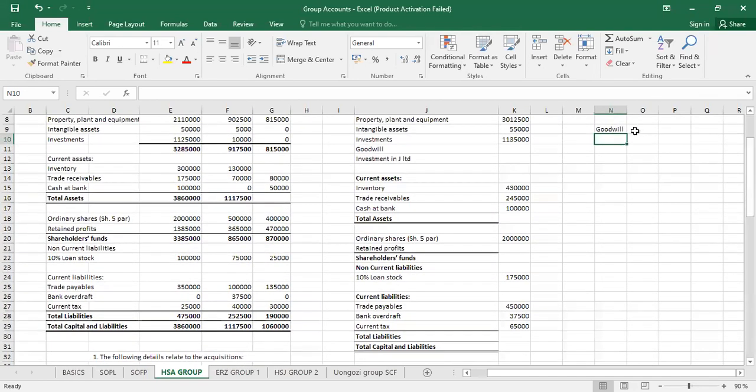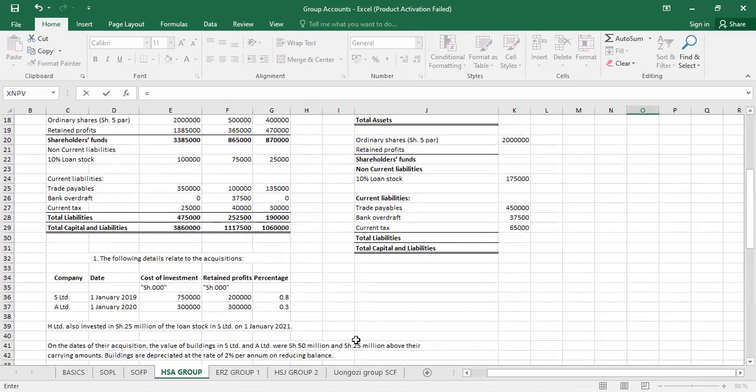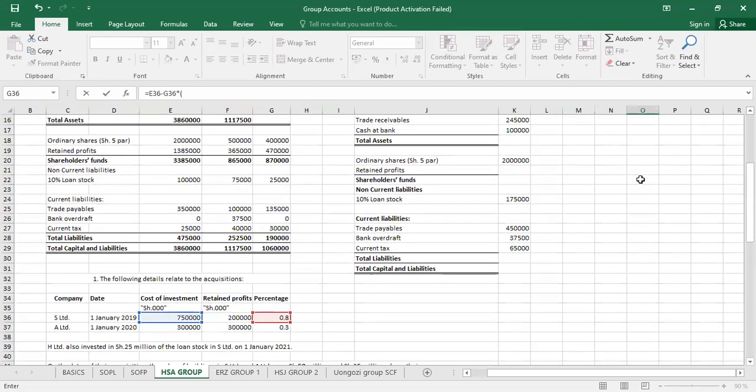So we are on goodwill. The first one we calculate is for the parent. Remember, goodwill is the purchase consideration minus share of net assets acquired. So you can see the cost of investment here. I'll click on it, less. It acquired 80%, so I click on it, multiply by, and open my brackets there. Then I'll take the share of net assets acquired.